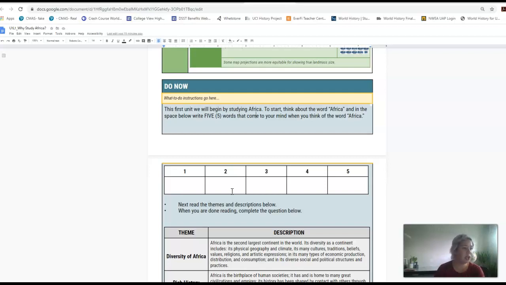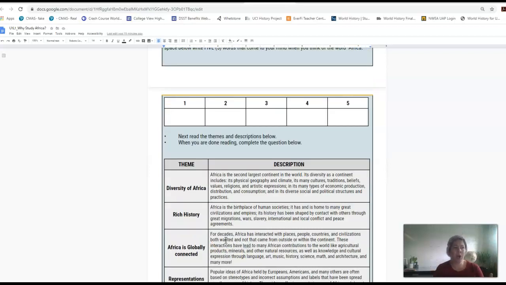Great, so now that you've done that, you're going to read the themes and descriptions below. So these are kind of big, broad themes for Africa. We can think about these for China, for Mesoamerica, for later when we do world wars, kind of thinking about themes. And this particular first one is diversity of Africa.